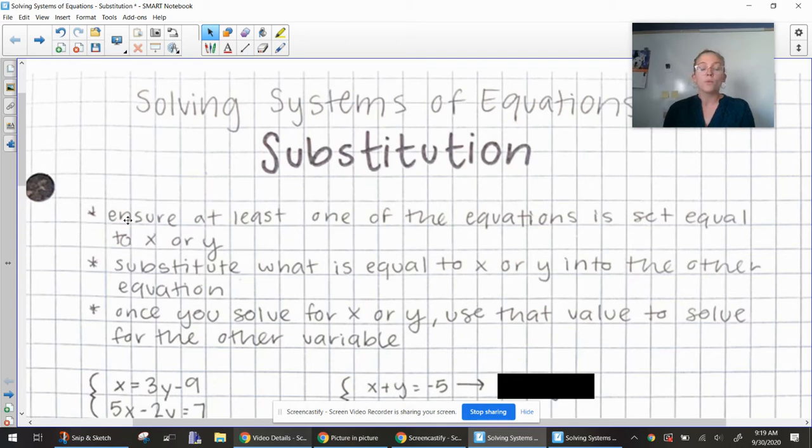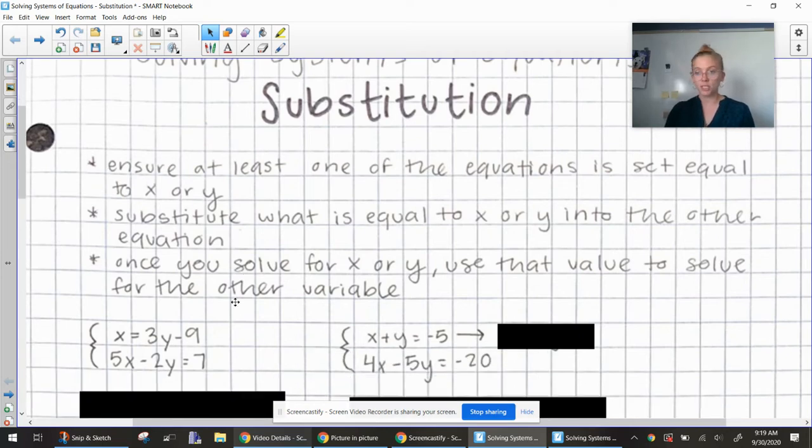There's a few notes that we need to know before we start solving systems of equations by substitution. We need to start by ensuring that at least one of the equations is set equal to x or y, and that may mean that we have to solve for x or y before we can substitute. Once we have done that, we need to substitute whatever is equal to x or y into the other equation. After that point, we will solve for x and y and then use that value to solve for the other variable. We're going to look at 4 different examples of how this works.